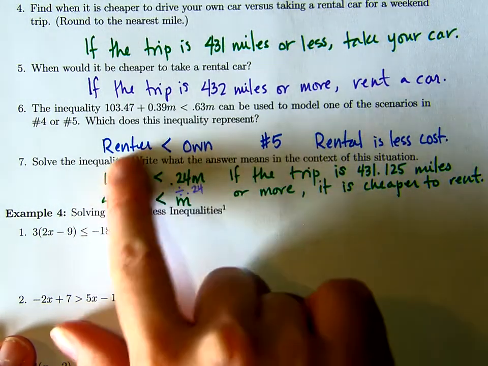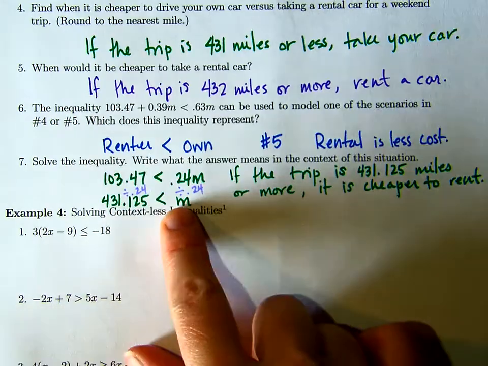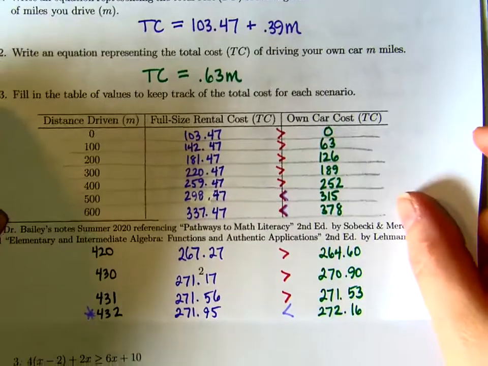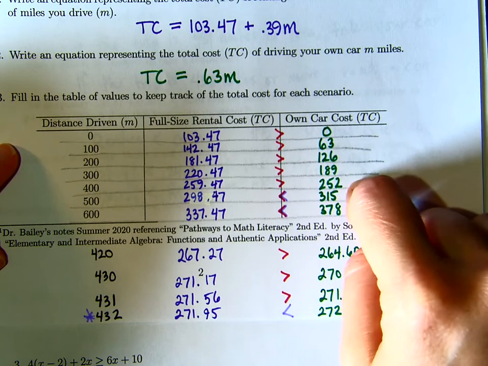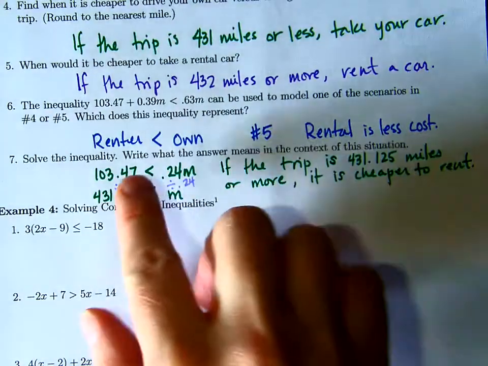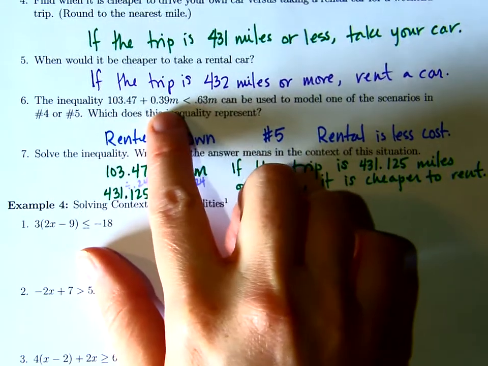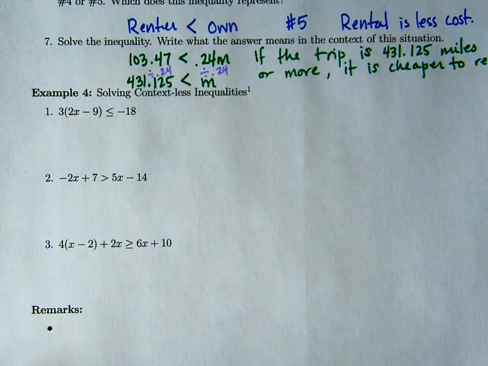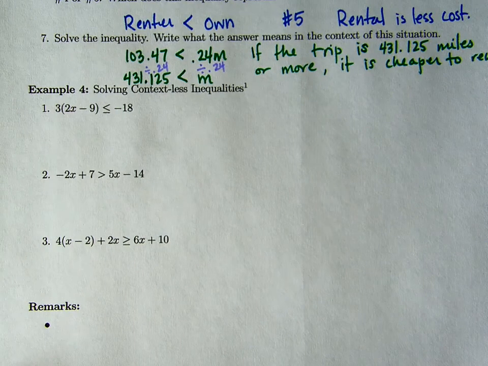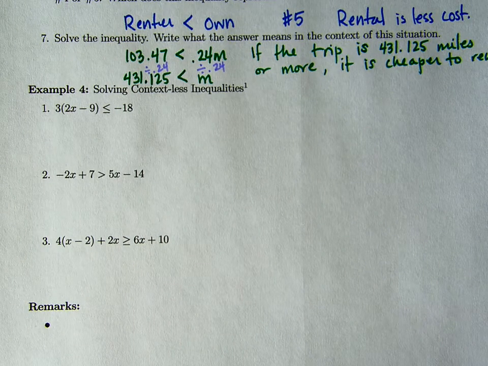And I just got to say that it was much quicker to do this than it was to do all of these, right? So it is a benefit. Knowing how to solve an equation and solve an inequality has its perks. Okay, so let's practice that a little bit. Let's solve these contextless inequalities. All right.